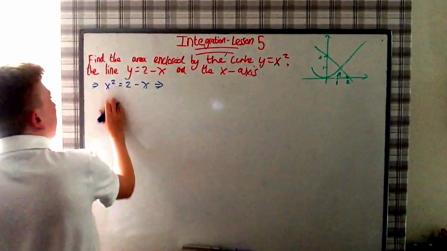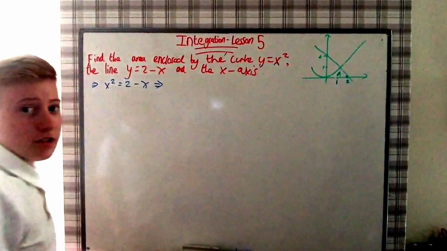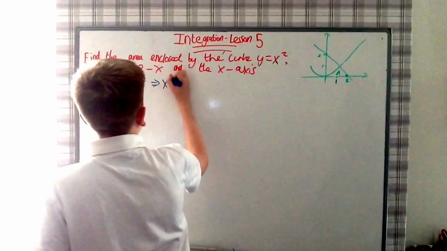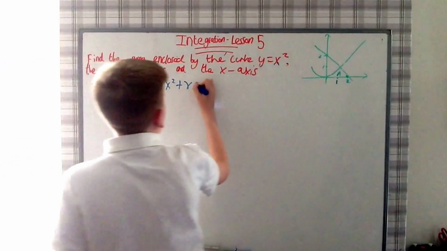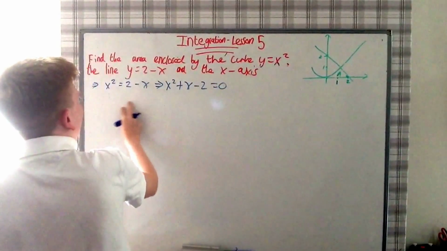Now we need to get all these terms on one side, so we're going to get a quadratic equal to 0, which we can factorise. So we can move this negative x over here to make it positive, and we can move this 2 over this side to make it negative. And this is going to equal 0 since we've moved all the terms across.